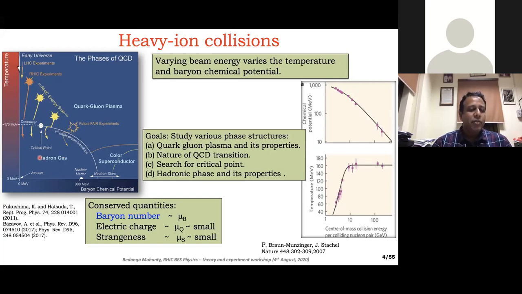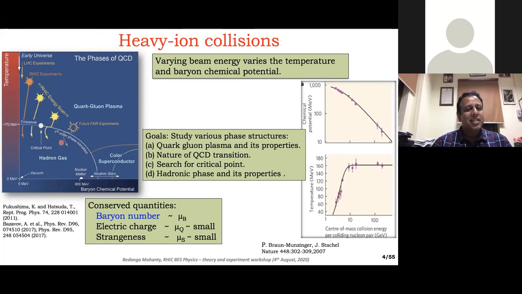The QCD transition at 0 baryonic chemical potential is a crossover as per lattice QCD calculations. At large baryonic chemical potential, it's expected to be first order. The point where it ends is the critical point. So these are the various phase structures which we are looking for in heavy ion collisions.